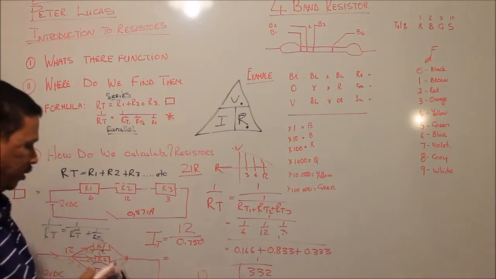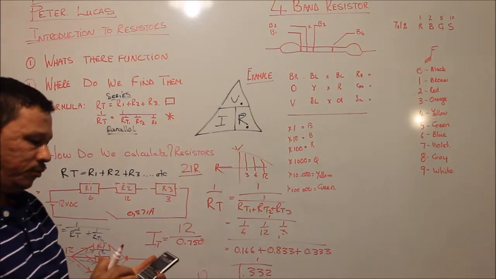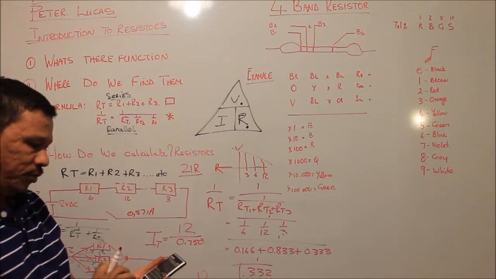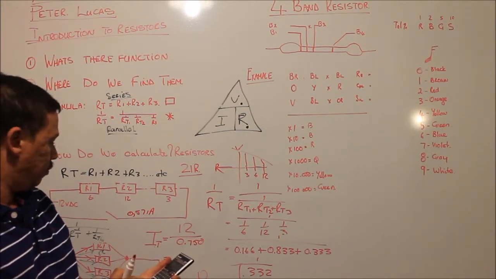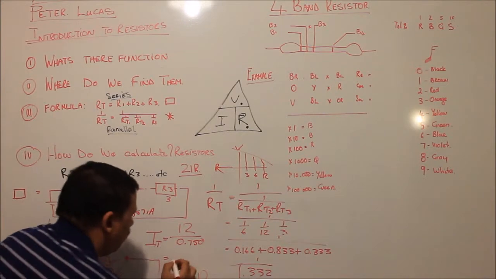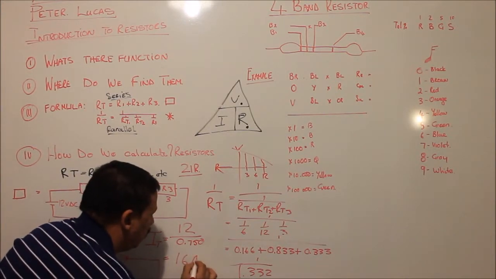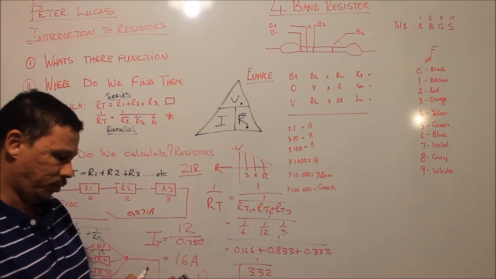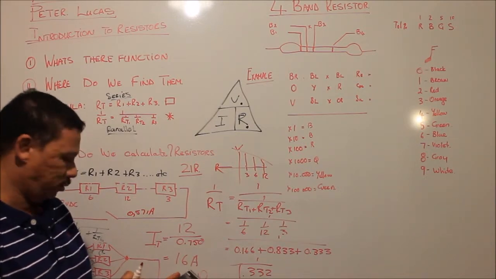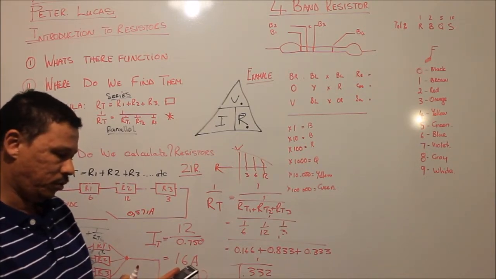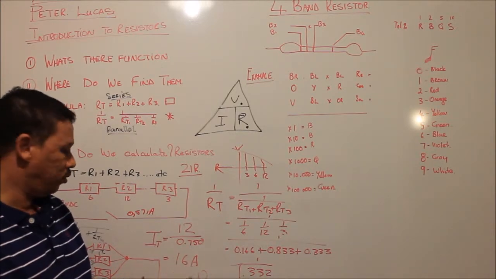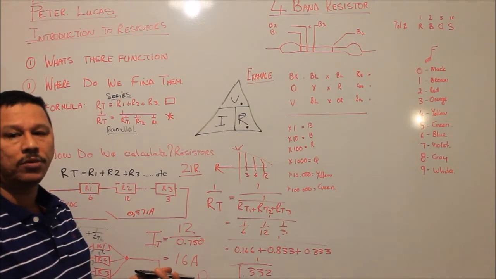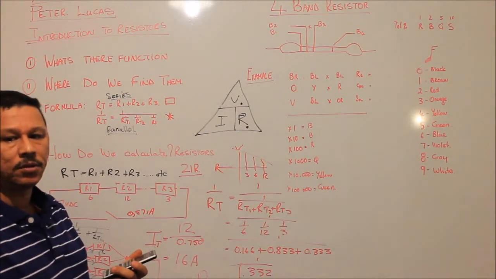And let's look at what is the difference here. 12 divided by 0.75 ohms gives you 16 amps. That is a huge amount of current flowing through the circuit.